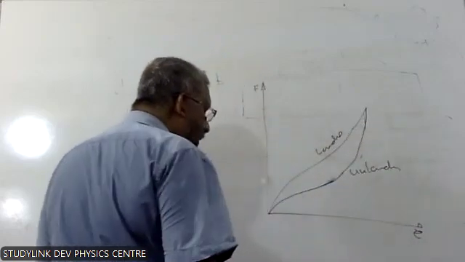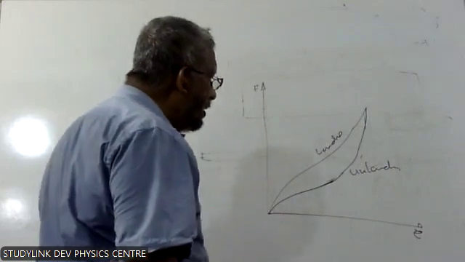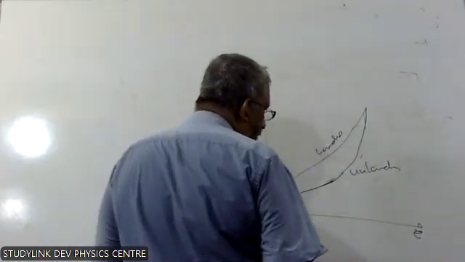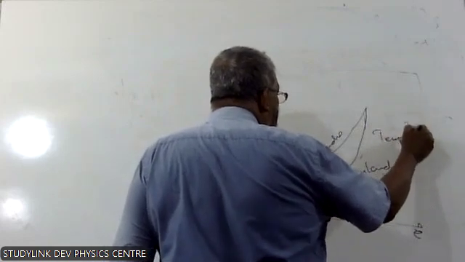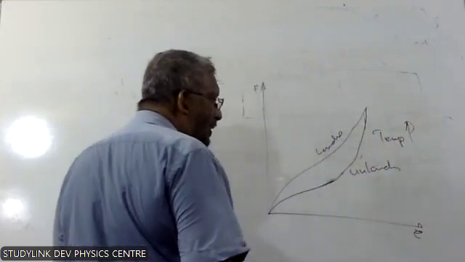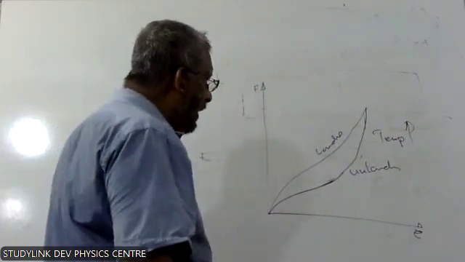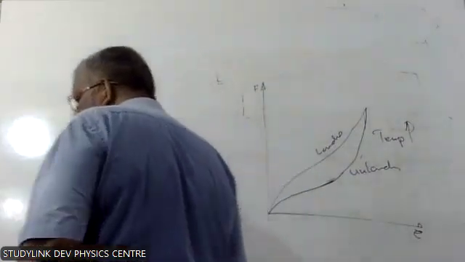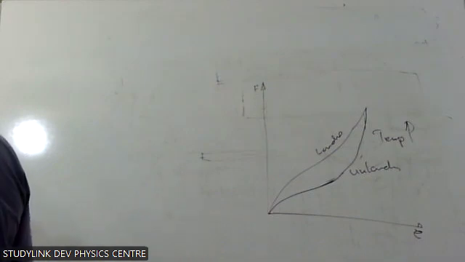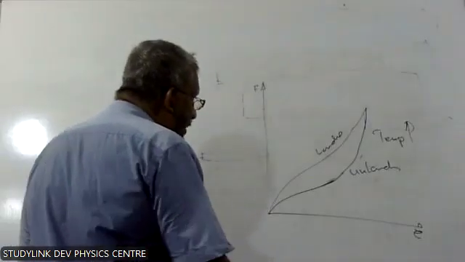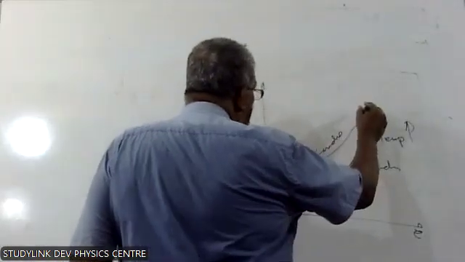Loading, energy is absorbed. Unloading releases. Temperature increases. Then certain energy is lost. Right? This is called the hysteresis loop.